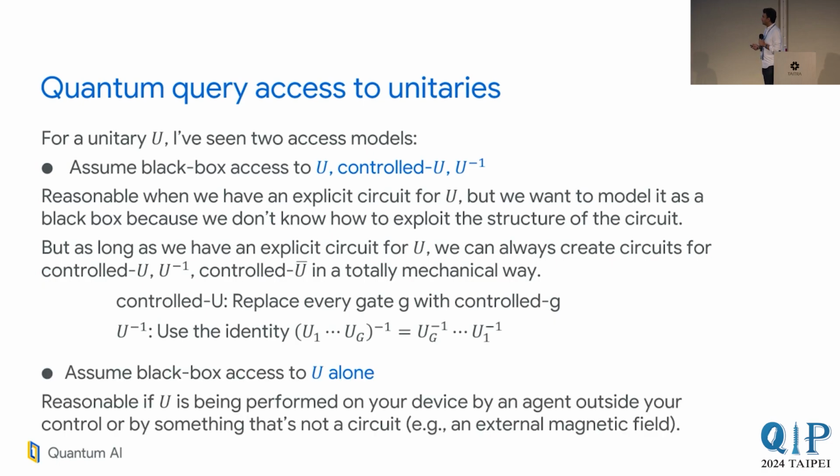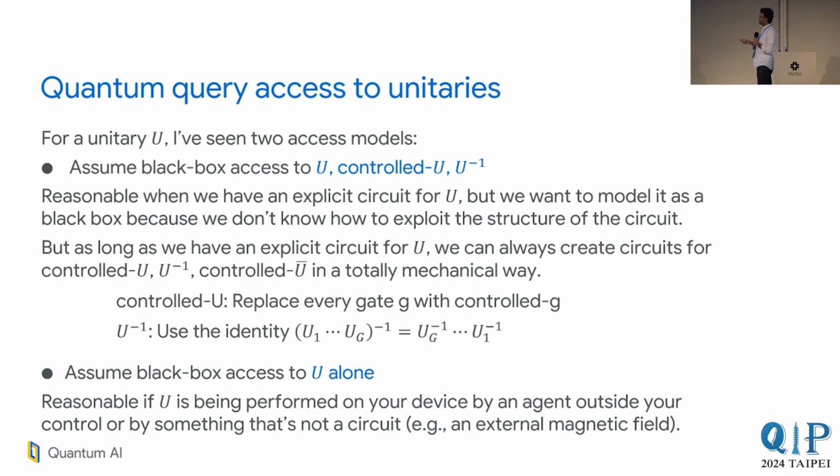Sometimes you'll see an access model that only gives you access to U. This is less common, but it makes sense if, for example, U is being performed outside of your control, like it's not performed by you on your quantum computer, like maybe another agent. This doesn't occur that frequently in a quantum algorithmic context, but in some contexts, like complexity theory, for example, you might have a unitary being performed on your circuit by somebody else.